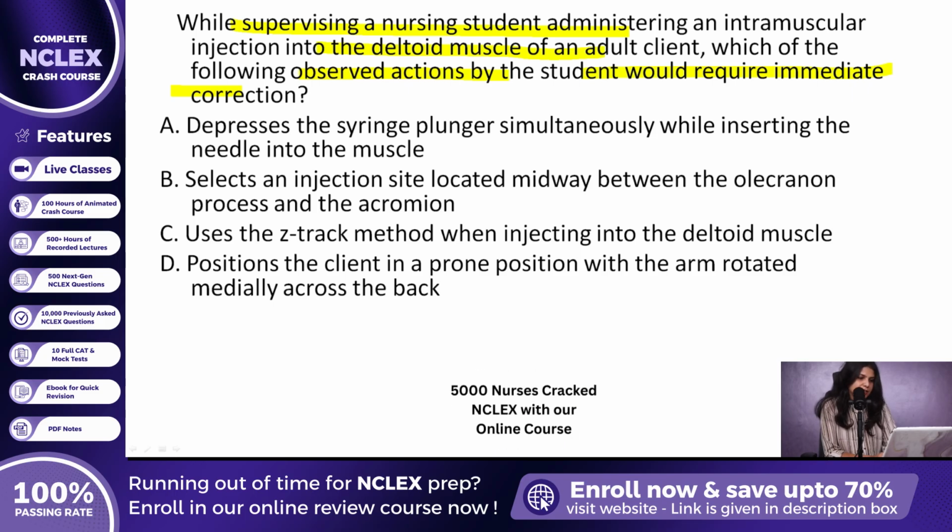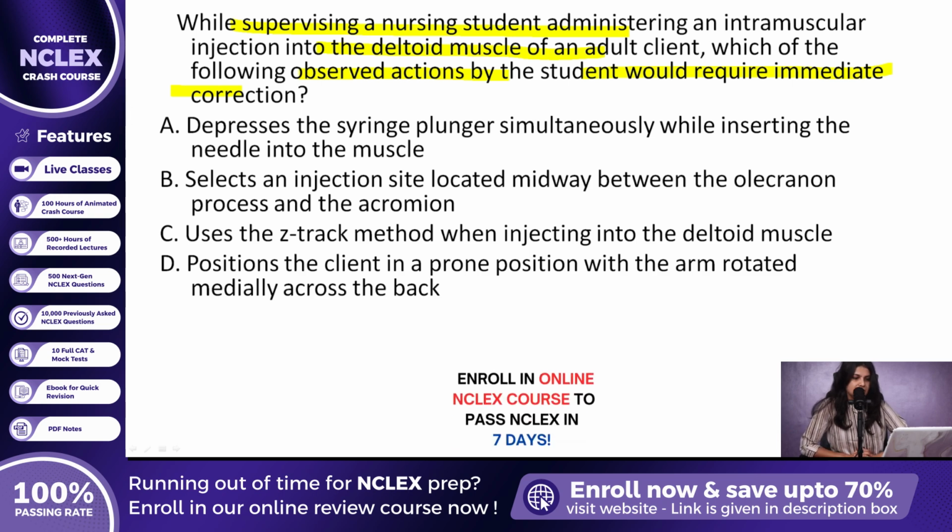Option D. Positions the client in a prone position with the arm rotated medially across the back. Think about what you already know about safe intramuscular injection practices, especially in terms of positioning, anatomical landmarks, and injection sequence. Now, let us take a look at the correct answer. The correct answer is option A, depresses the syringe plunger simultaneously while inserting the needle into the muscle.